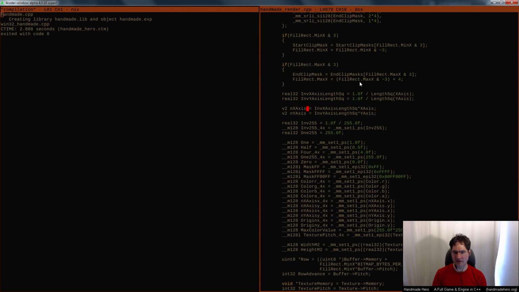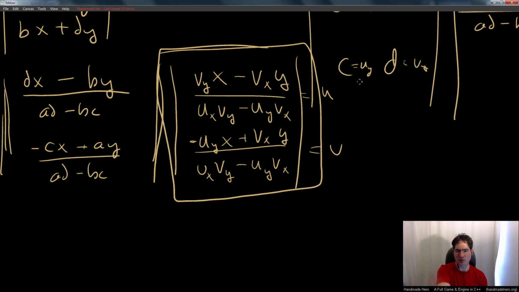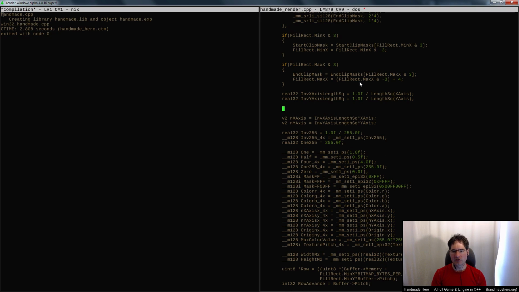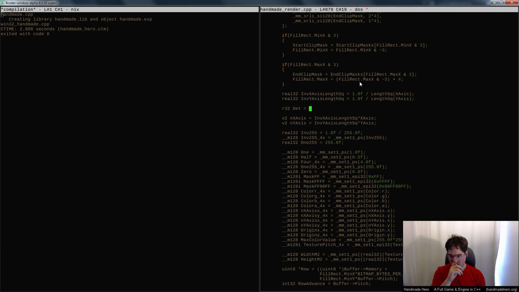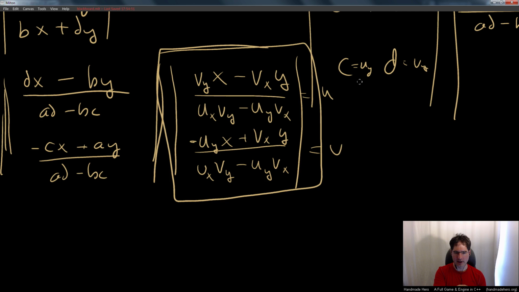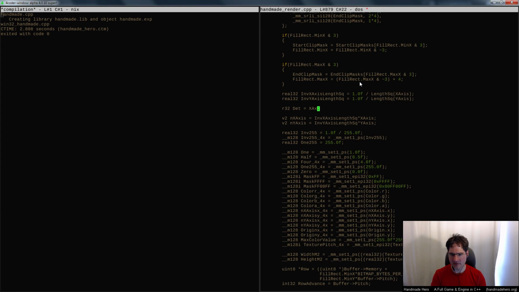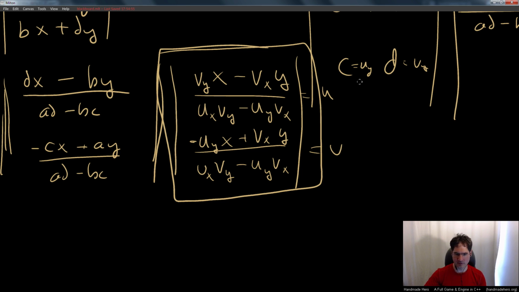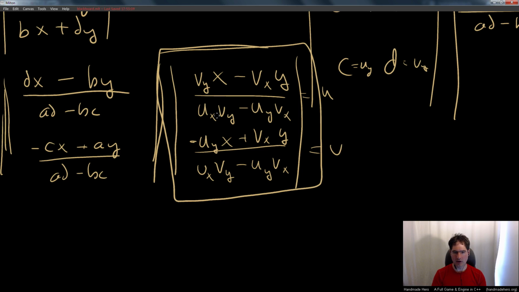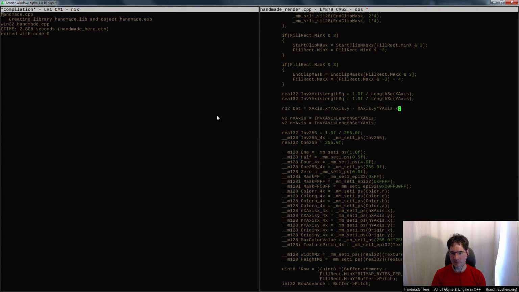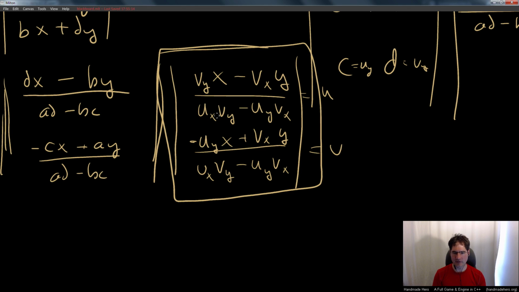Because the n-x axis just needs to be prepped in this way, right? So first, let's compute that determinant. That's going to be our x-axis x, so I'm just reading off this bottom term here: our x-axis x times our y-axis y, minus our x-axis y times our y-axis x. That's that determinant value that's under there.